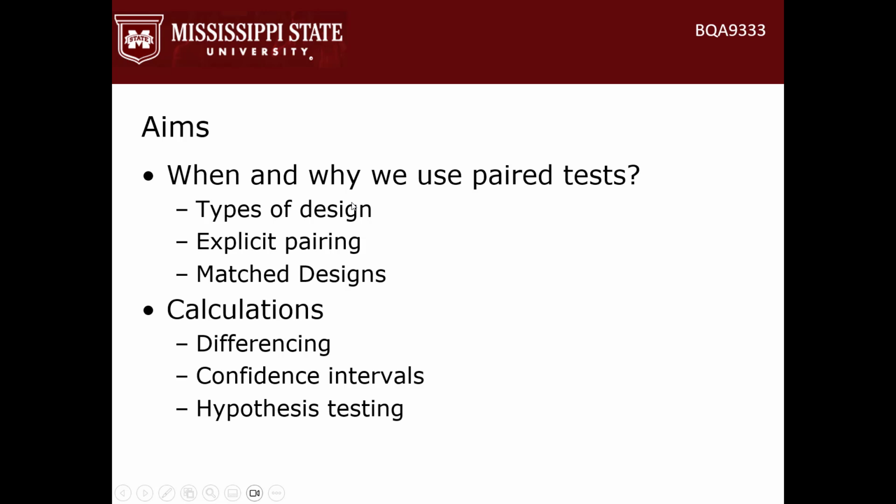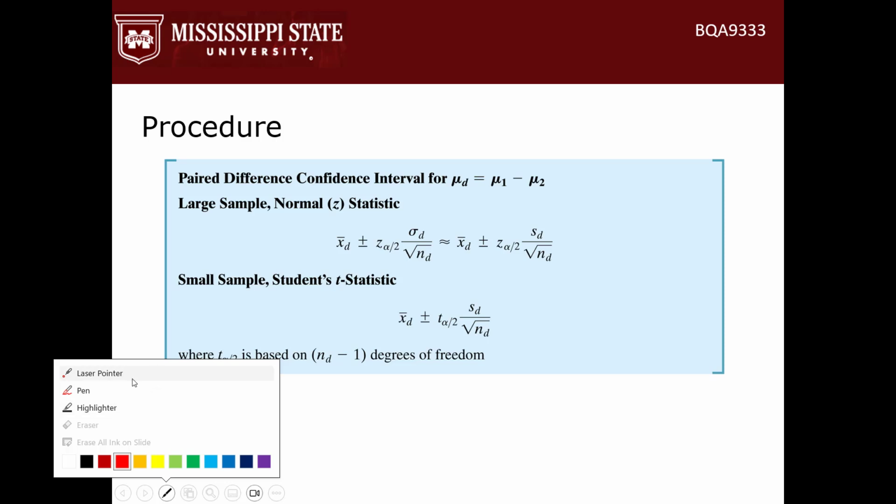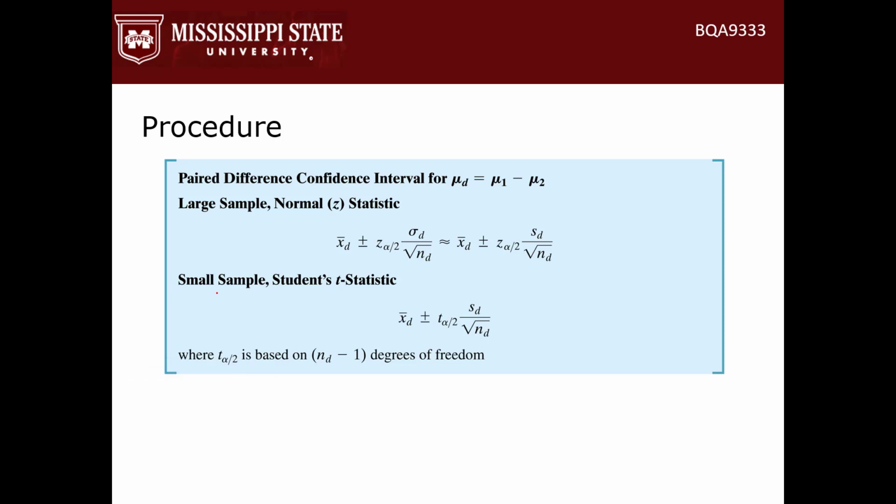So what I just gave you was an idea of why we use paired designs. This was where you have a single person or a single item, which is probably the easiest type of paired design. We'll also talk a little bit more about matched designs later in the chapter, and about confidence intervals and hypothesis testing. I'm just going to annotate the slides today, since I don't have a board. But this is the confidence interval.